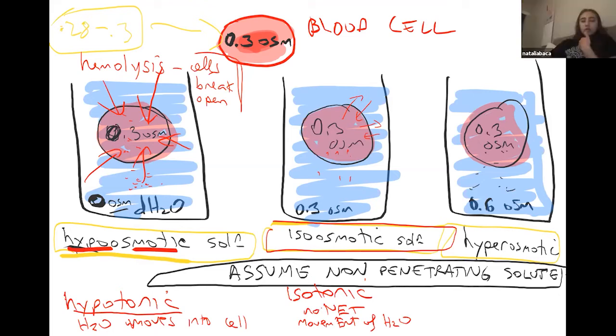I have a quick question. So when you're using terms like hypotonic and isotonic, is it only relating directly to water, or is it just any type of movement of fluids through the membrane? No, it's the movement of water in or out of the cell.